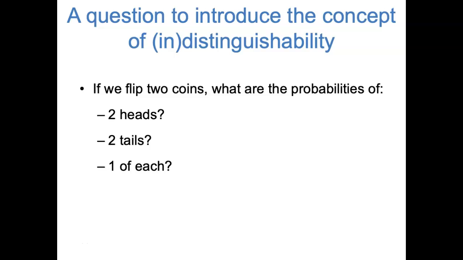I'd like to introduce this topic by starting with a question about probabilities in everyday life. If we flip two coins, what are the probabilities of each of the following? Both flips being heads, both flips being tails, and one flip being heads and the other tails. I'll give you a few seconds to think about that, and you can hit pause if you need to.